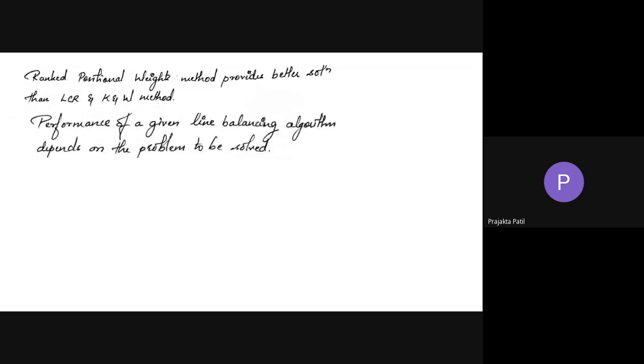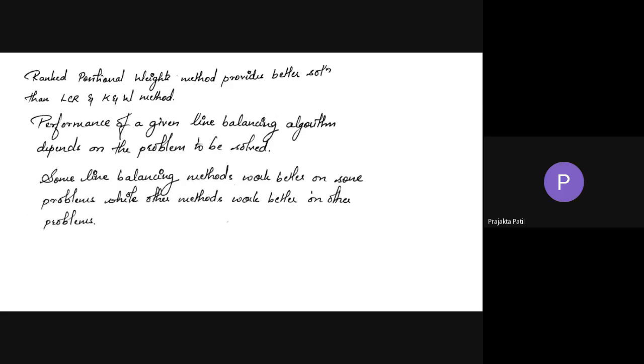Rank position weights method provides better solutions than LCR and Kilbridge and Wester method. Performance of a given line balancing algorithm depends on the problem to be solved. Some line balancing methods work better on some problems while other methods work better on other problems. So this is how you solve the problems with all the three methods. Almost 50% of how you solve all the problems remains the same, just some prior considerations with respect to Kilbridge and Wester method and the rank position weights method.